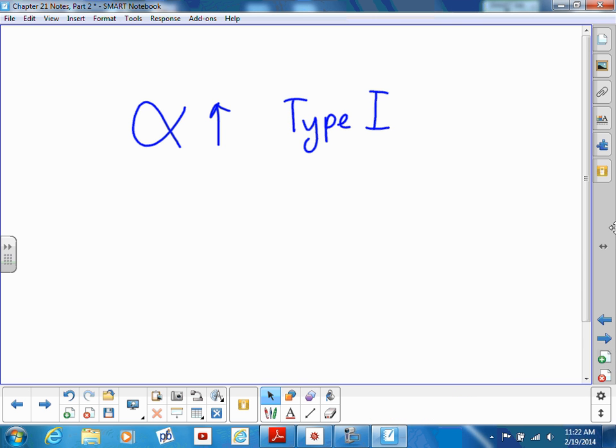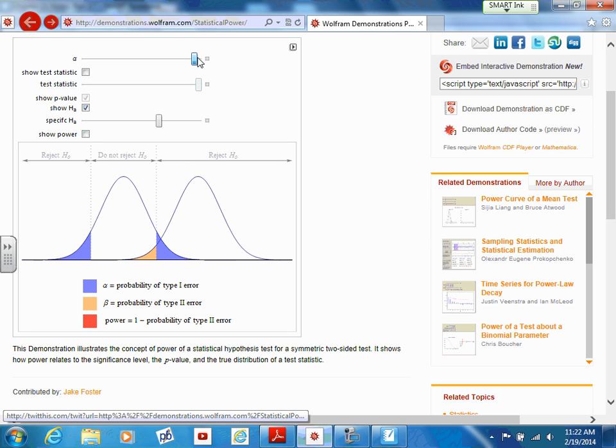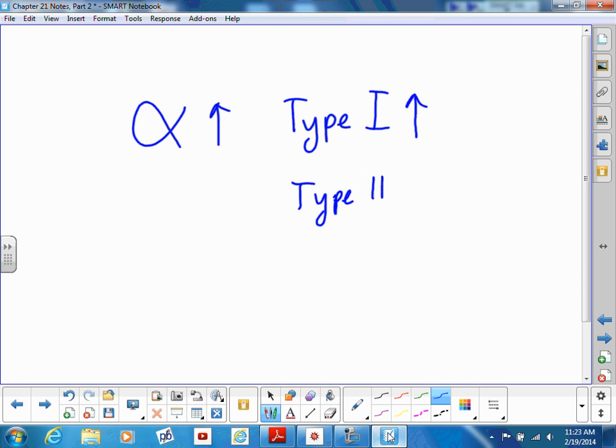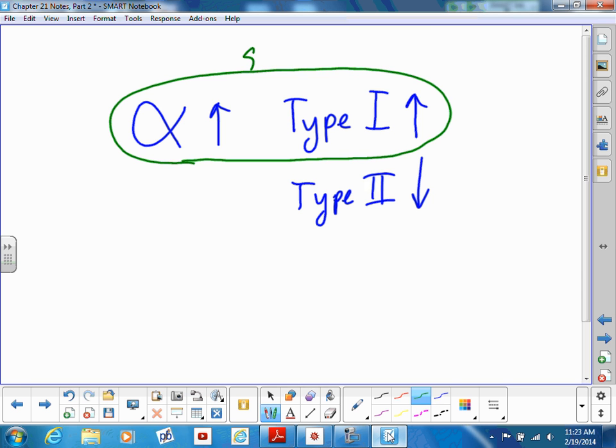Okay, you don't know, so let's look at our picture. Alpha gets bigger, type 1 gets bigger. Alpha and type 1 are doing the same thing. Alpha gets smaller, type 1 gets smaller. Okay. So alpha gets bigger, type 1 gets bigger. And then what happens to type 2? Yes, type 2 always does the opposite of type 1. Okay? And alpha and type 1 are always going to do the same thing. If one goes up, the other's going up. If one goes down, the other's going down. And type 2 will do the opposite of it. Okay? All right, so that's all for today.